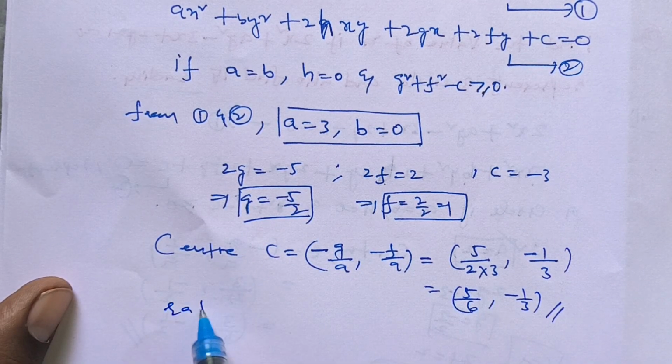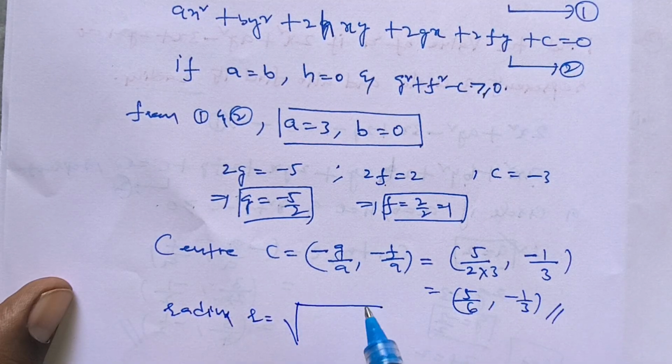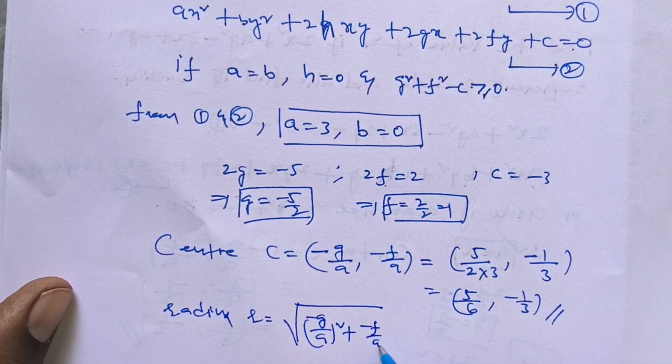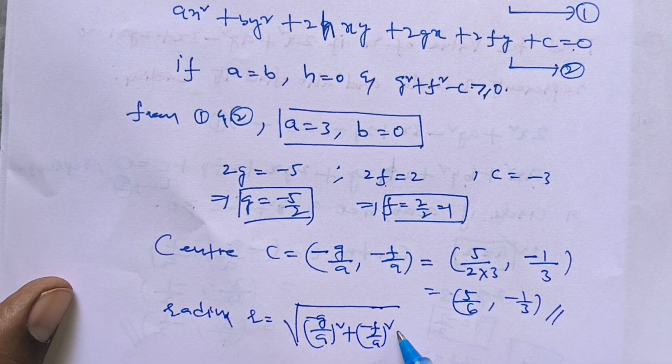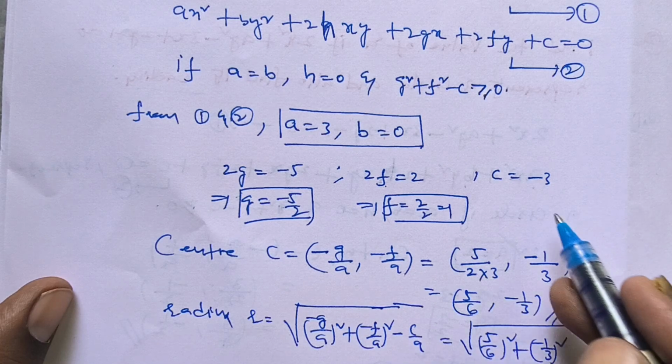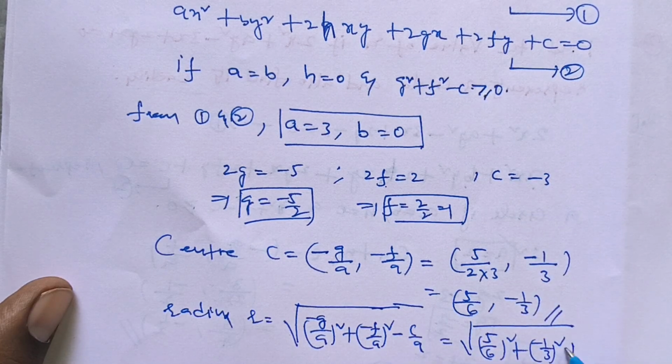And the radius is, what is the radius formula? R equals to square root of minus g by a whole square plus minus f by a whole square minus c by a. Minus g by a whole square means 5 by 6 whole square, plus minus 1 by 3 whole square, minus c by a means here minus into minus plus 3 by 3.